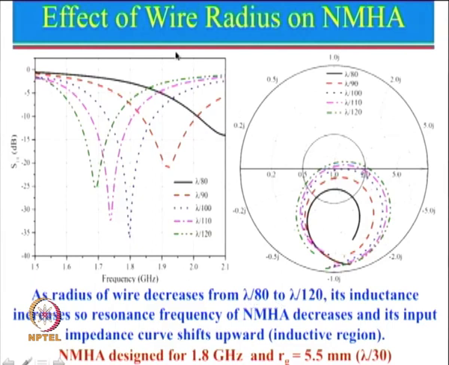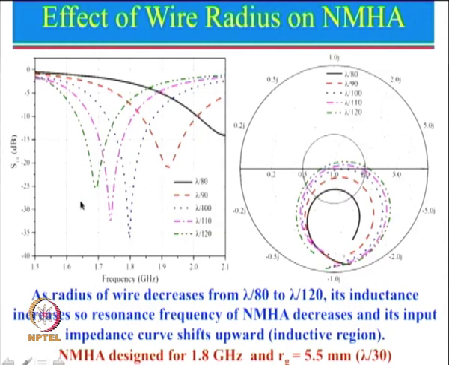So, if you reduce the wire diameter or wire radius, same thing, then what will happen? Its inductance will increase. We know that a thin wire has a larger inductance, and a thick wire has a smaller inductance. So, if its inductance increases, the resonance frequency will decrease, but the decrease is so significant that we did not expect that much.